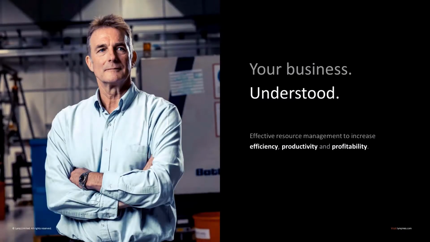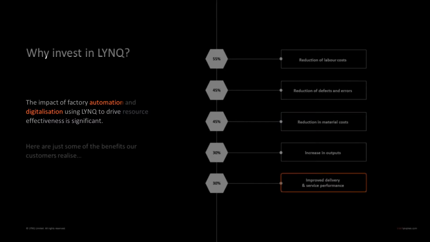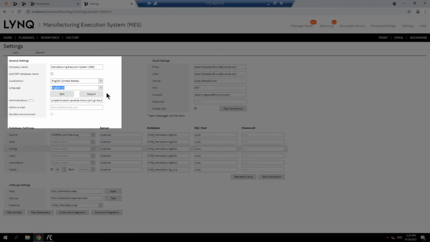Why invest in LYNQ? The impact of factory automation and digitalization using LYNQ to drive resource effectiveness is significant. Here are just some of the benefits our customers realize. 55% reduction of labor cost, a 45% reduction of defects and errors, a 45% reduction in material cost, 30% increase in outputs, and 30% improved delivery and service performance. You'll be pleased to know that LYNQ MES supports multiple languages, including English, French, German, Spanish, Portuguese, and Turkish.